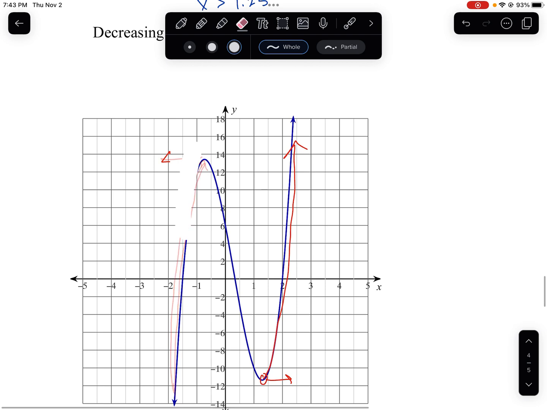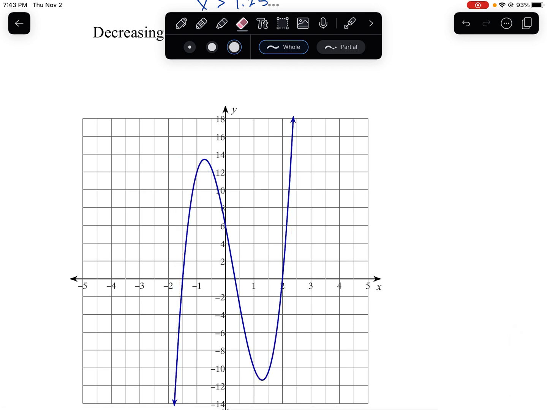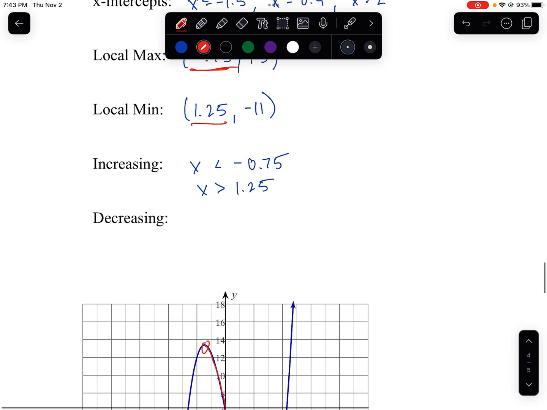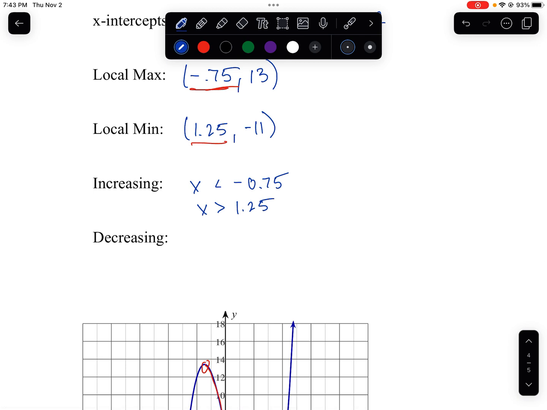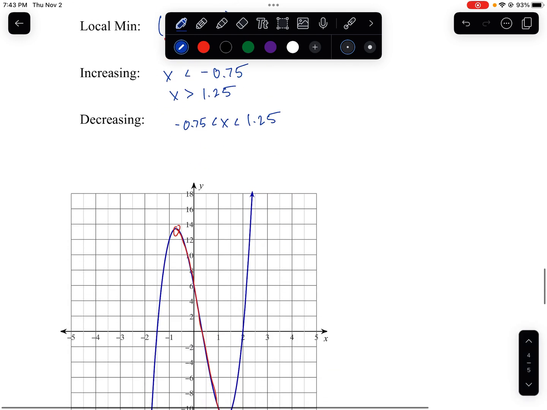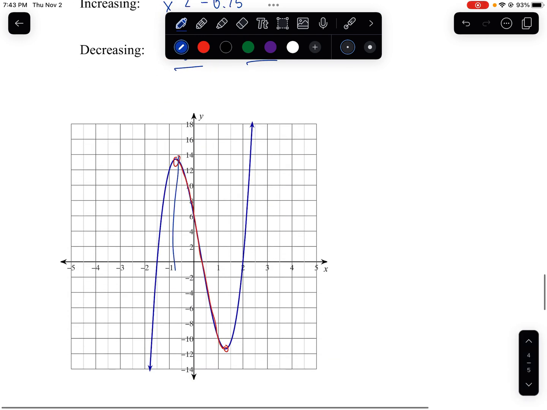Decreasing. So the function is decreasing in between those. So it's decreasing right here. So that is going to be in between my max and my min. So I'm going to write x is greater than the lower bound, negative 0.75, which was the maximum, and less than the minimum, which was 1.25. So between these two x values, that's where it's going to be decreasing.